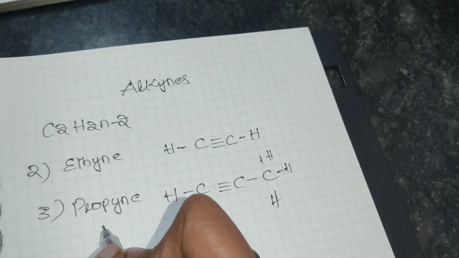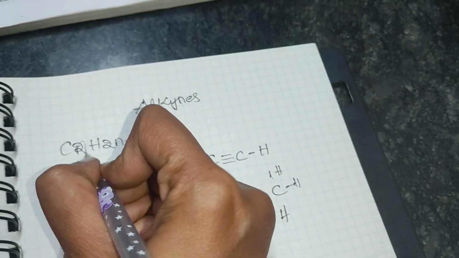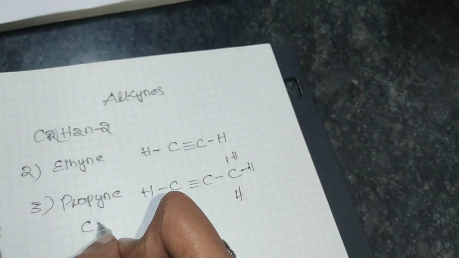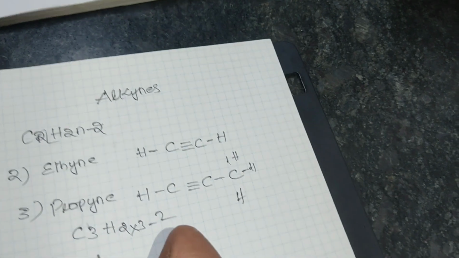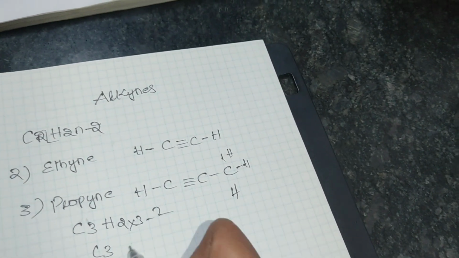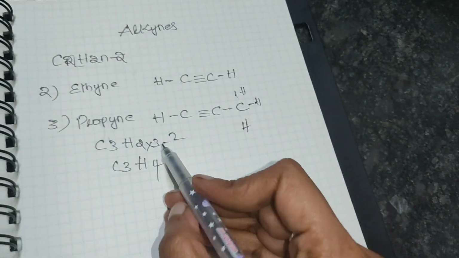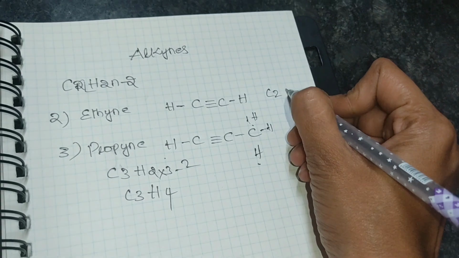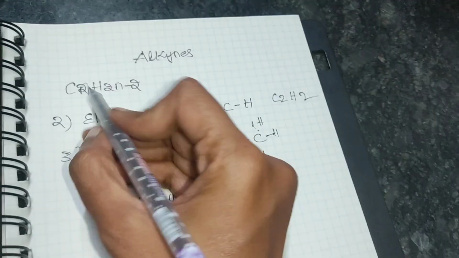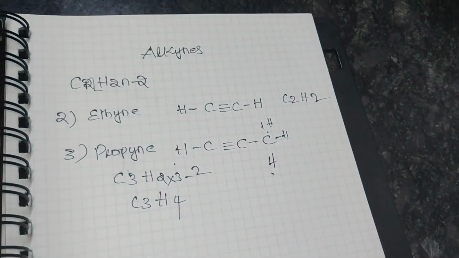Let's check this. Propyne is C3H4. Here CnH2n minus 2, so C3H2 into 3 minus 2. So C3, 6 minus 2, C3H4. So I think it is satisfied. 1, 2, 3, 4. 4 carbon atoms. Here also C2H2, because C2H2 into 2, 4 minus 2, 2. So C2H2.